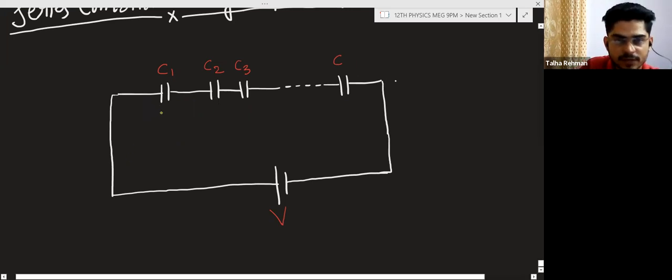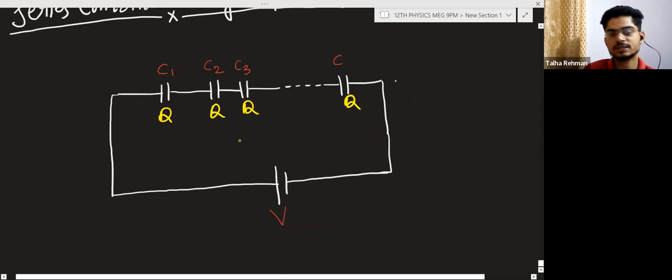So I am writing the charge as Q here, also charge Q here, Q here, Q here. But the potential is different. Here the potential is V, because there is no capacitor in between. But when you cross a capacitor, V will change. So I am taking the potential difference here.